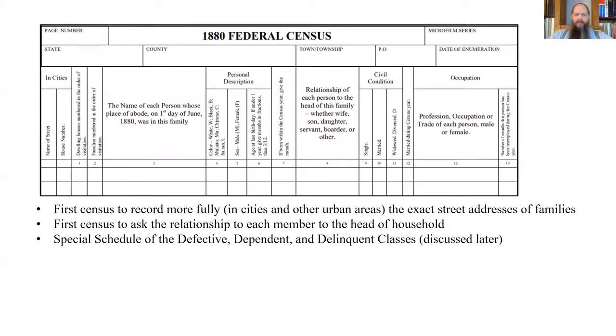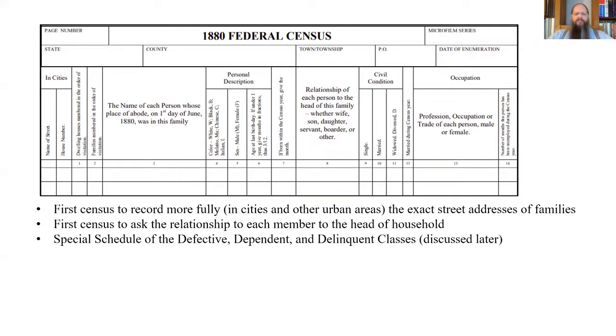Just a little bit of background about the 1880 census. This was the first census to record more fully in both cities and other urban areas the exact street addresses where individual families lived. This is important because if you cannot find someone in the census that you believe is at a location and you have an address for them, looking at city directories will help you find the family more readily in the census returns, especially if it's been misspelled or the census itself is a little illegible and it was just read wrong by either the census taker or whoever indexed it.